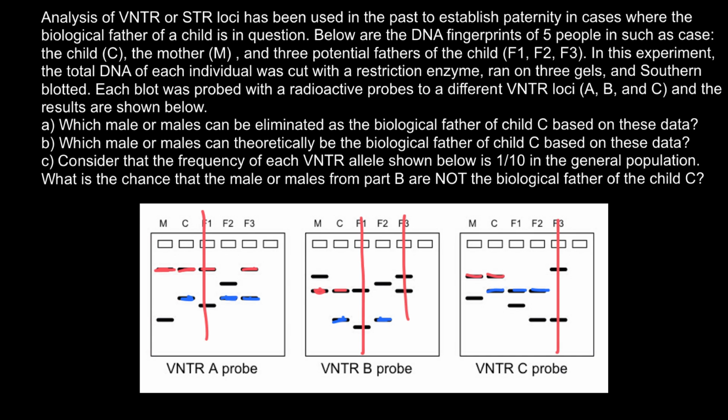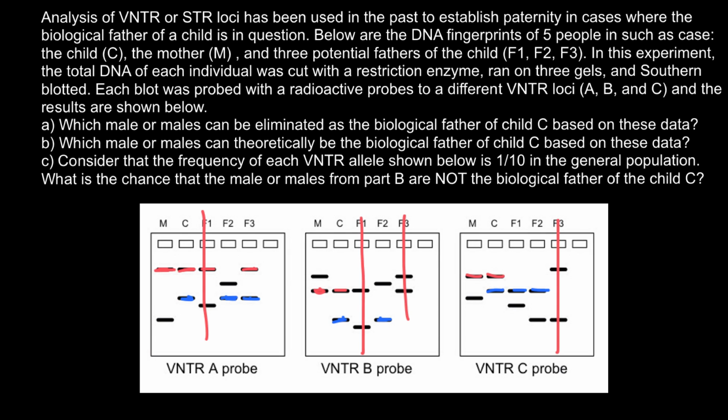Question B: which male or males can theoretically be a biological father of child C based on this data? Only person F2 can be a father of this child because none of the gels eliminated him as a father. He has the same allele for the first locus. One of his alleles for the second locus is also present in his genotype and the child's genotype, and also one of the alleles that he has is present in the child from gel run number 3 for locus number 3.